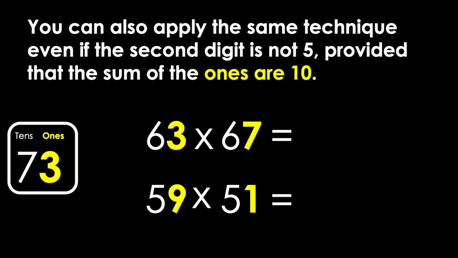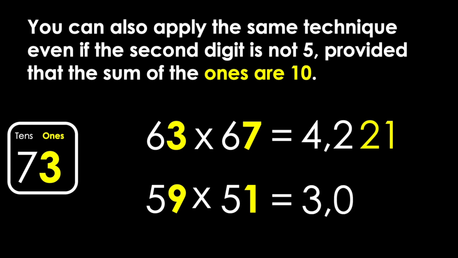So 63 times 67, you can easily do it as 6 times 7 is 42. 3 times 7 is 21. So 4221 is the answer. And then 59 times 51: 5 times 6, the next number after 5, is 30. 9 times 1 is 9. But we should have 2 digits, so this would be 09. 3009 is the answer. So see, you can do this in seconds.